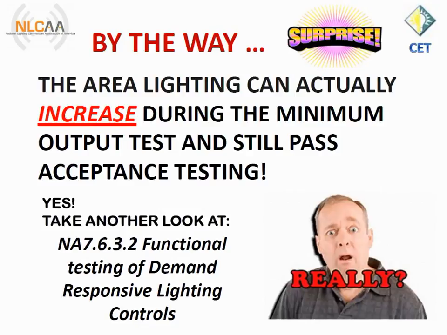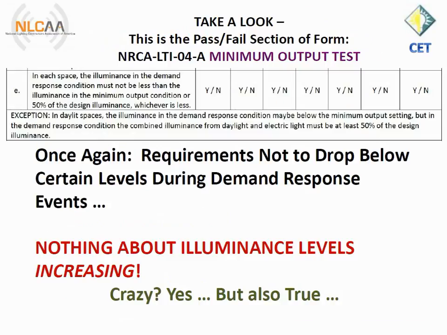But what about this? What about if the lighting increases from minimum output? Yeah, so you set everything to minimum design output and the lights go up when you initiate a demand response. If the illuminance in an area increases during a minimum output test, well, there's nothing in the building energy efficiency standards, reference appendices, or the acceptance testing certification form that says it can't. Seriously. Go take a look if you don't believe me.